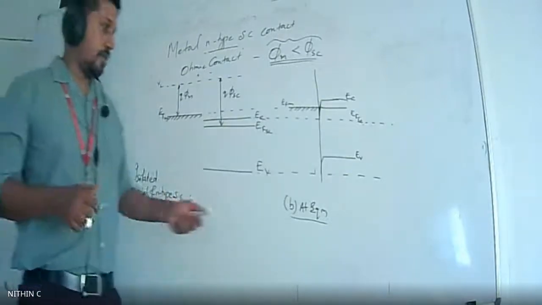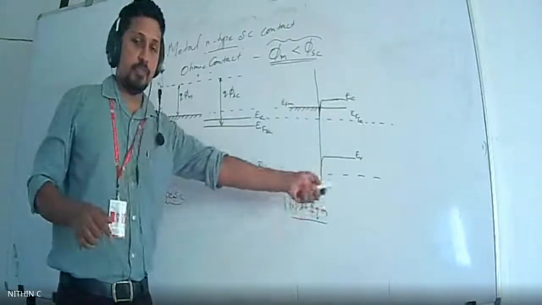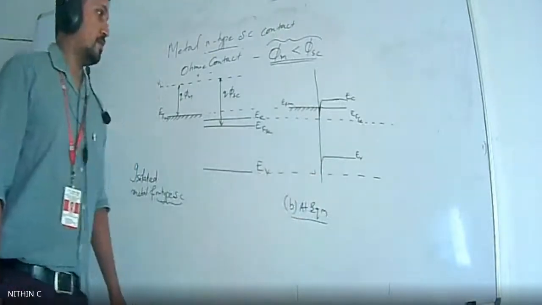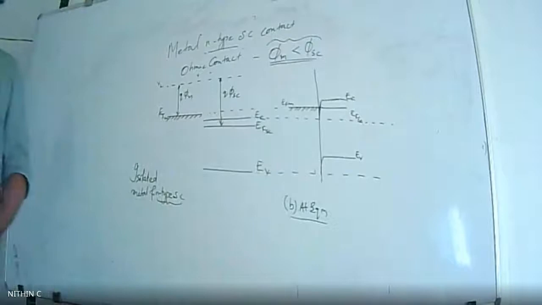Two more diagrams are there, for forward bias and reverse bias. They are quite simple figures, so we will discuss them in the next class. Please mark your attendance.